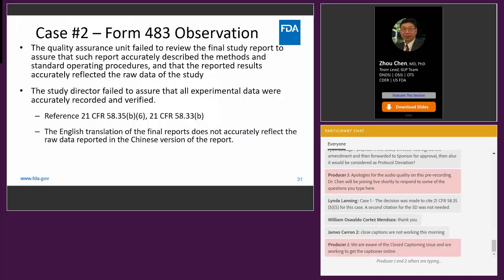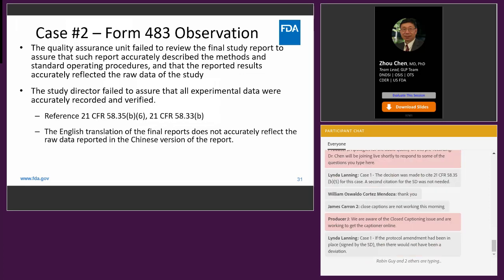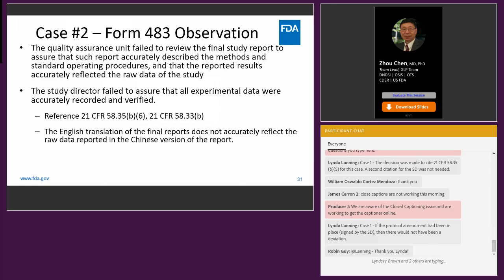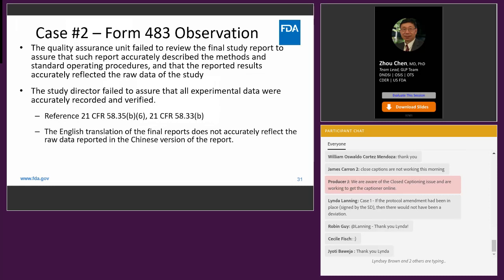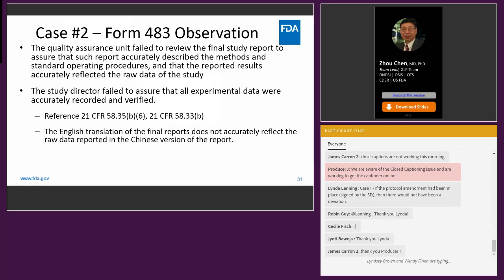This is the translation-related Form FDA 483 observation we issued to the firm. The quality assurance unit failed to review the final study report to assure that such report accurately described the methods and the standard operating procedures, and that the reported results accurately reflected the raw data of the study. Specifically, the English translation of the final reports does not accurately reflect the raw data reported in the original language version of the report.